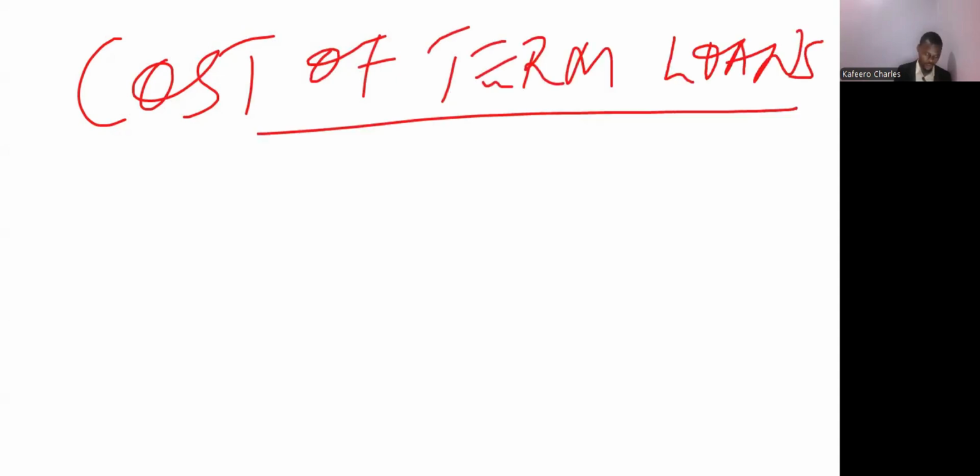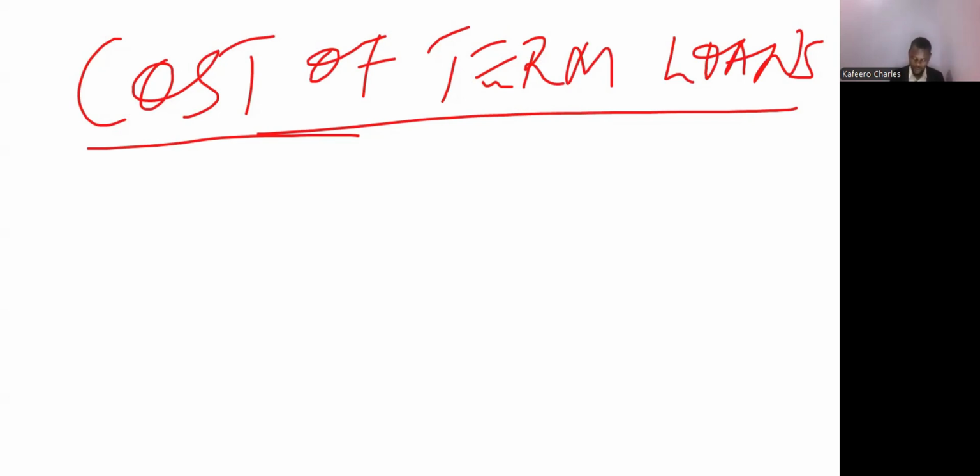Today we want to continue with where we stopped last time. We promised that we are going to start with the cost of term loans, and because we had finished the cost of equity, we want to look at the cost of term loans. These are the specific costs of each item that is used in the capital structure.